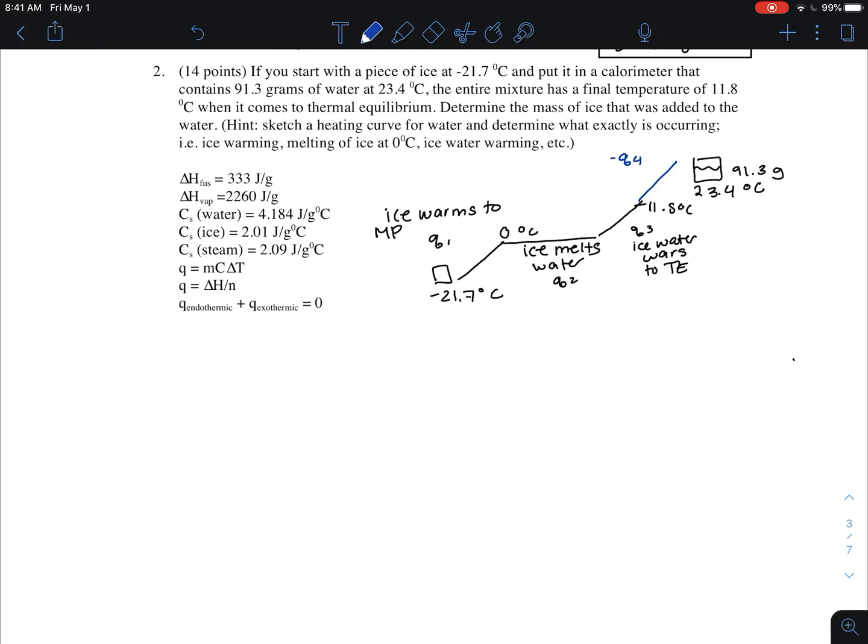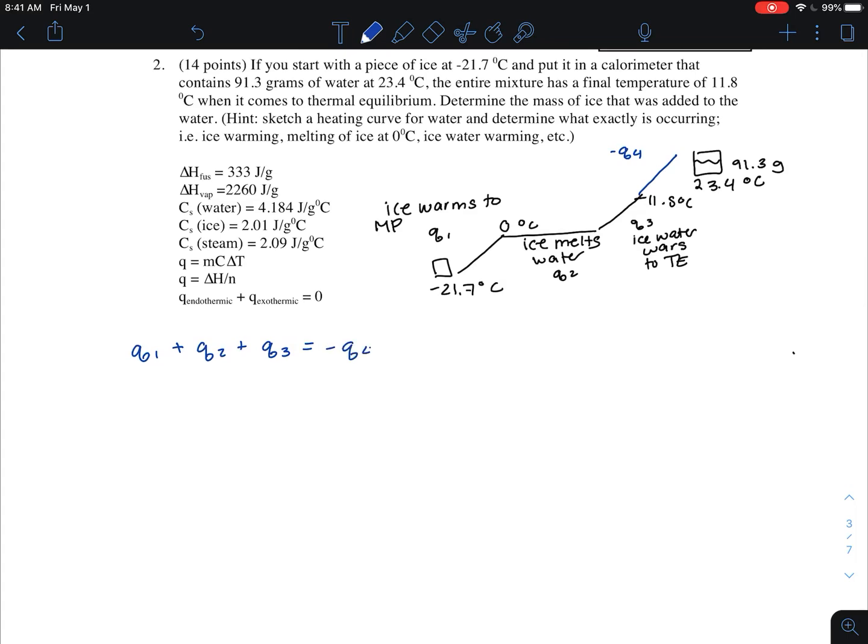Now we can't forget about the other situation. We have the water originally too. Now this is releasing heat, right? Because the water goes from 23.4 to 11.8. So once that ice melts and the ice water begins to warm up, the original water in the solution cools down. So you have your ice warming to the melting point, the ice that melts at its melting point, the ice water that reaches the thermal equilibrium, which will then all be the absorption as the original water releases the heat to reach the thermal equilibrium. The water cools down.